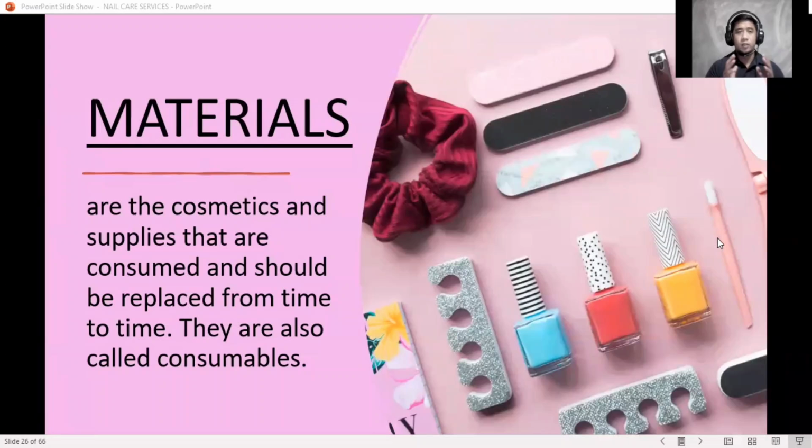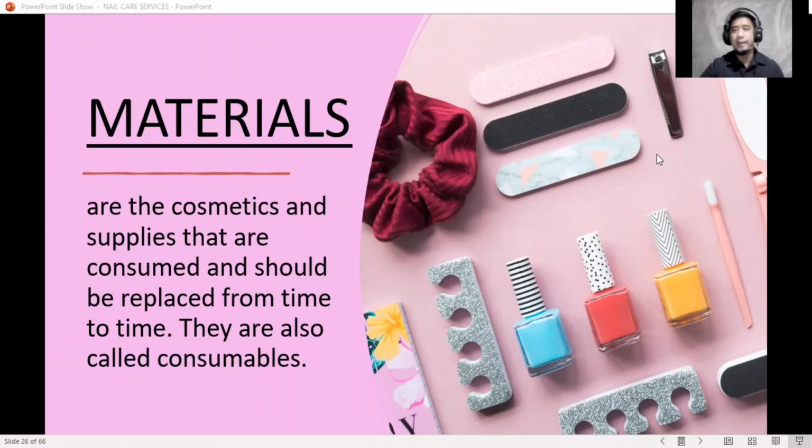Okay, now we're going to talk about materials in nail care services. So after the tools, we have these materials, right? So materials are the cosmetic and supplies that are consumed and should be replaced from time to time. They are also called consumables. So from here, you can see the difference. Anong difference ni tools sa materials? Materials is consumables. So ibig sabihin po nito, nauubos siya or napapalitan or kailangan palitan from time to time.